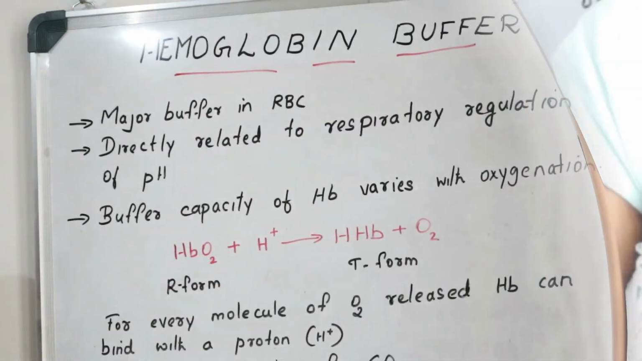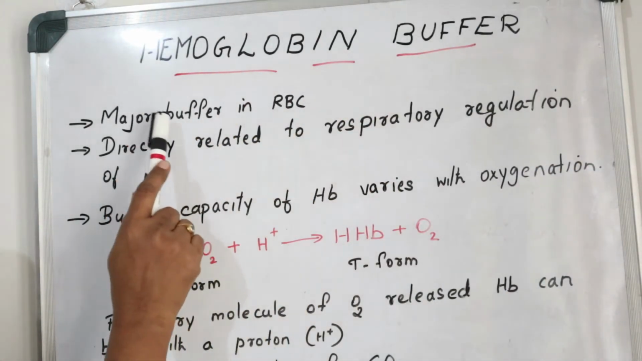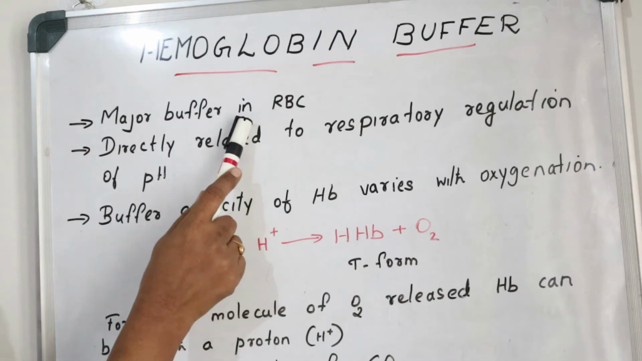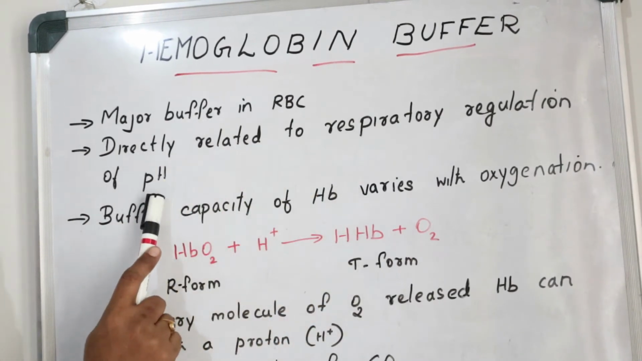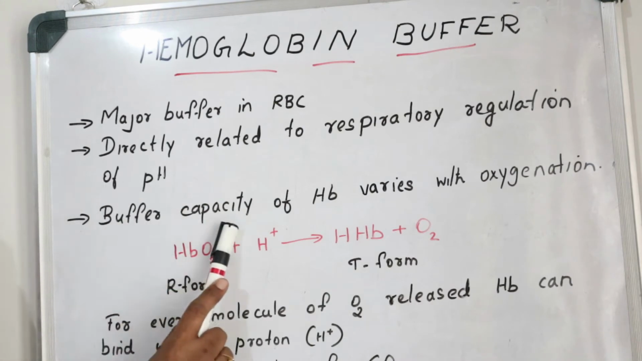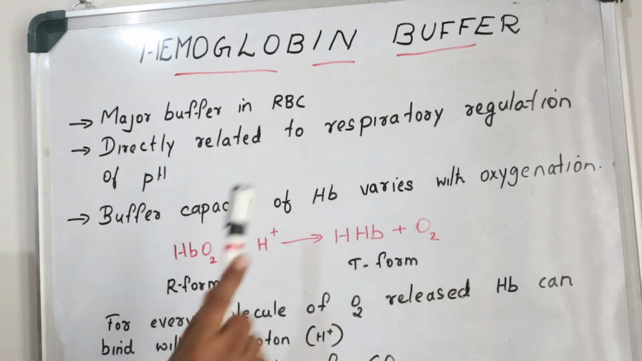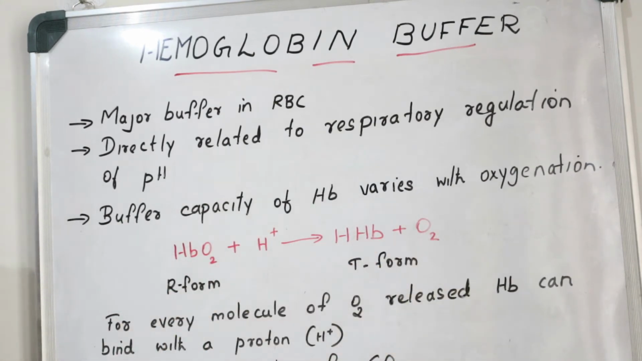this class. So coming to hemoglobin buffer, we know it is the major buffer in RBC and it is directly related to the respiratory regulation of pH. And the buffer capacity of hemoglobin varies with oxygenation and deoxygenation. The oxygenated form is the R form, and the deoxygenated form is the T form. So this R form, T form, and the oxygen dissociation curve, all these things we have discussed in one of my previous videos, so just have a look at that also.